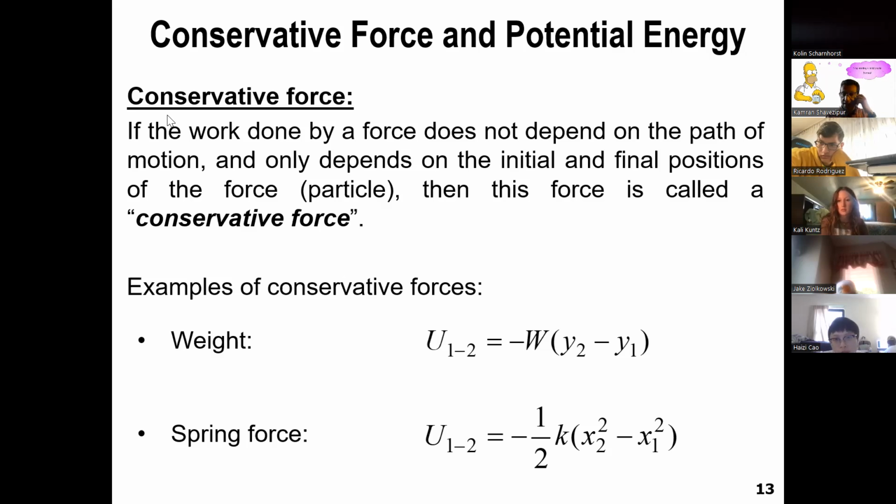That's the best way to understand it, because if the work of a conservative force depends on the position, if you go around and come back to your original position, the work should be 0. If that's 0, it's conservative. If it's not 0, that means it depends on the path.